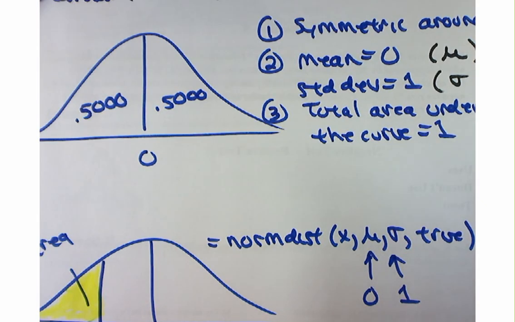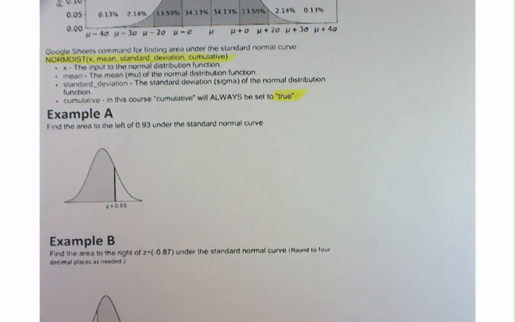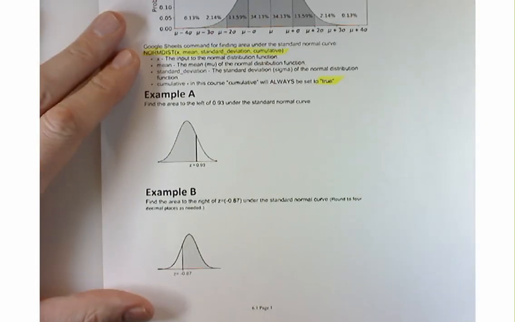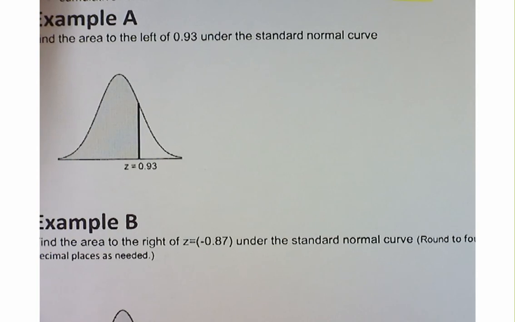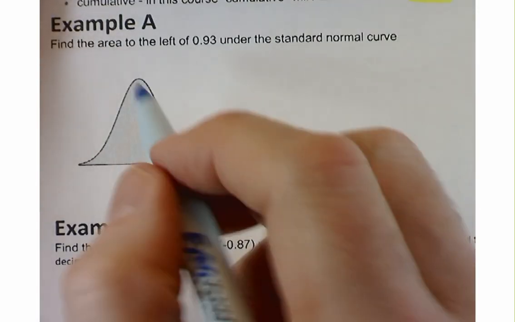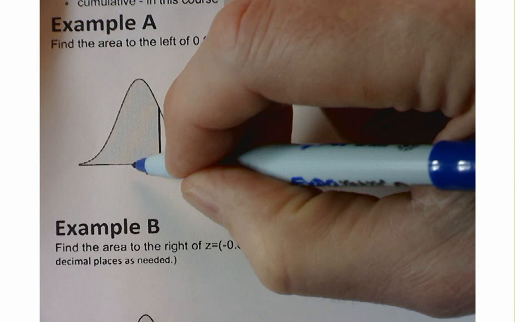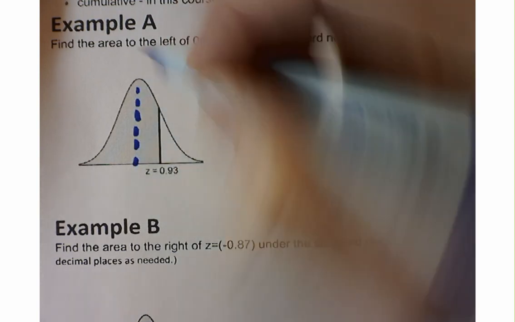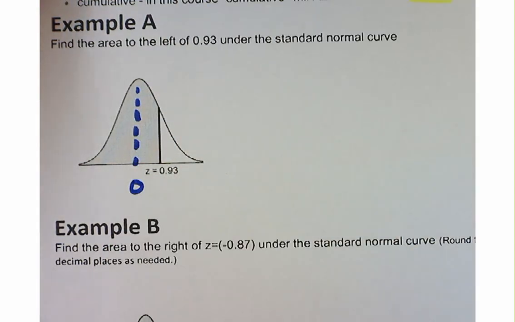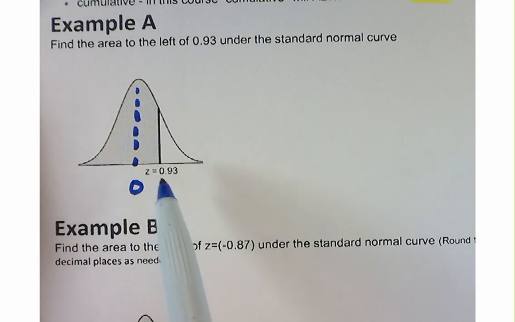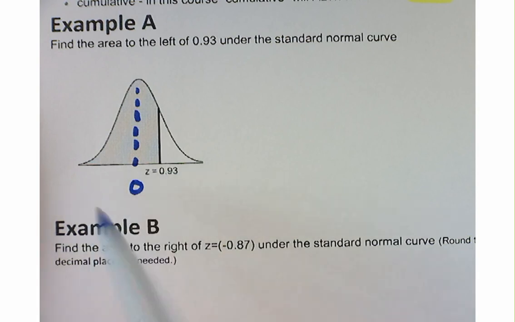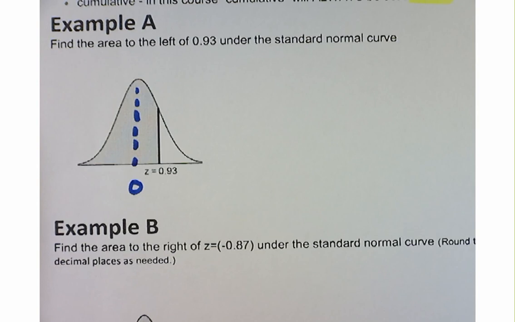So that's good to keep in mind because it helps you recognize if you got an answer that's wrong. So for instance, in this example A, since I'm working with the standard normal curve, that means this line down the center is at x equals 0. So my question to you, before we even start playing around with our Google command, is, do I expect an area that's greater than 1/2 or less than 1/2 when I'm looking up the area to the left of 0.93? What would you guess?